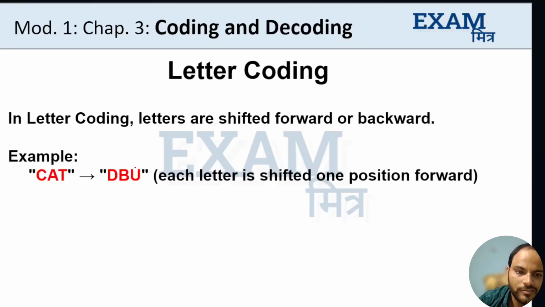Letter coding. First is the letter coding. As I show you, there will be a skipping of the letters in the forward or backward direction. So in this example, you see C is coded as D, there is one forward direction. A is coded as B, there is one forward direction. T is coded as U, there is also one forward direction. So each letter is shifted one position forward. So this is letter coding. There is a shifting forward or backward between the letters. This may be one skipping, this may be two skipping, and so on.